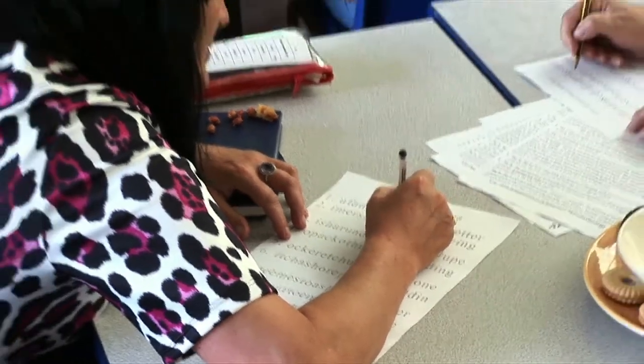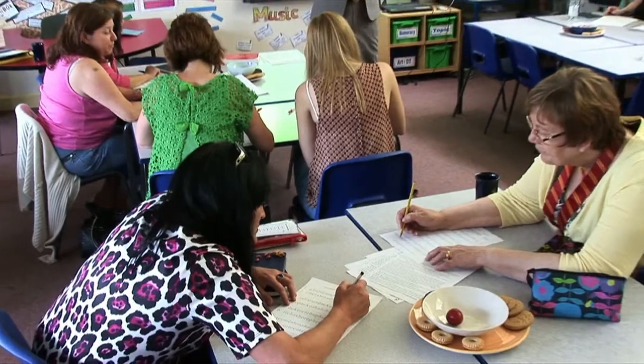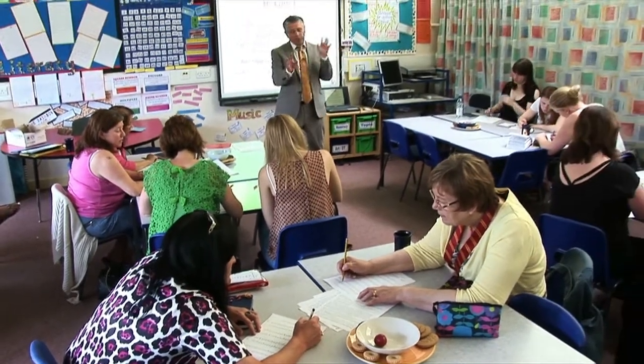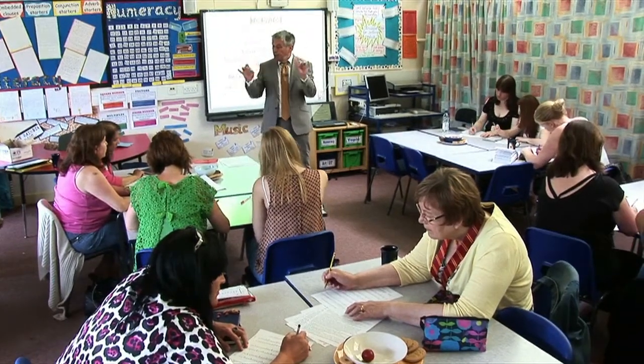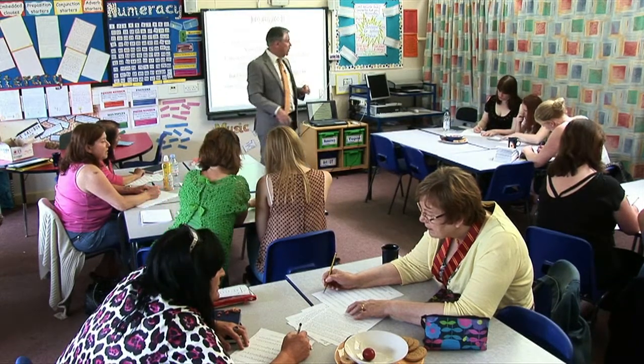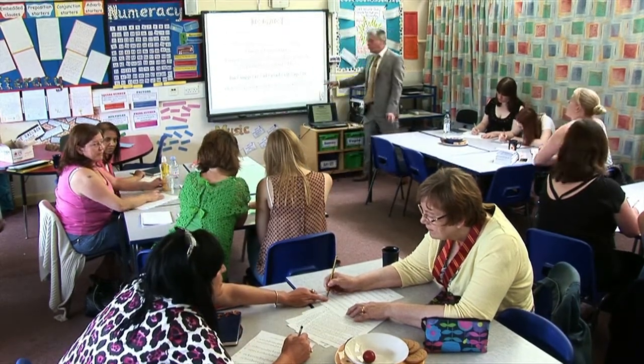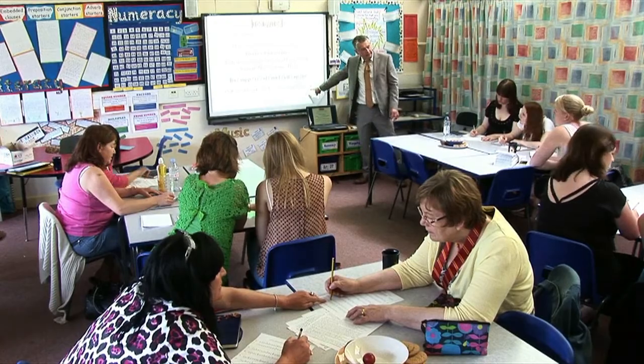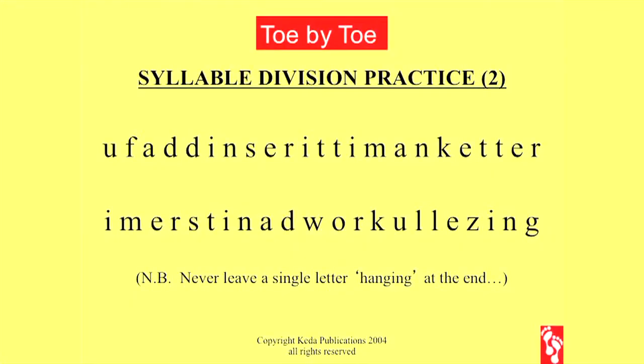Fight against the tendency to recognize real words or bits of real words amongst all this nonsense. This is pure nonsense. And also, never draw a line that would leave a single letter hanging in space at the end. So where does the first line go, please, in number 1? After the F, and then after the second D, then after the N, after the R, after the second T, after the M, the N, the second T.